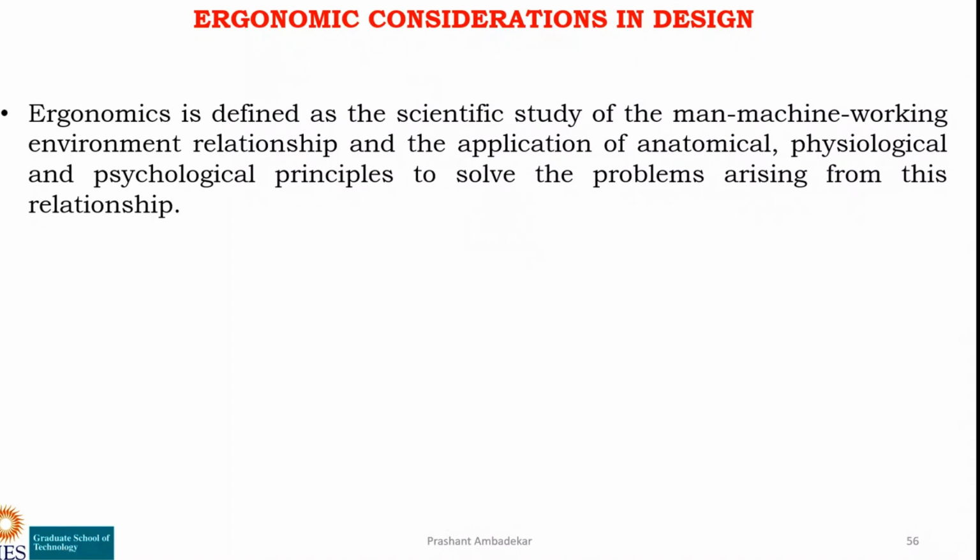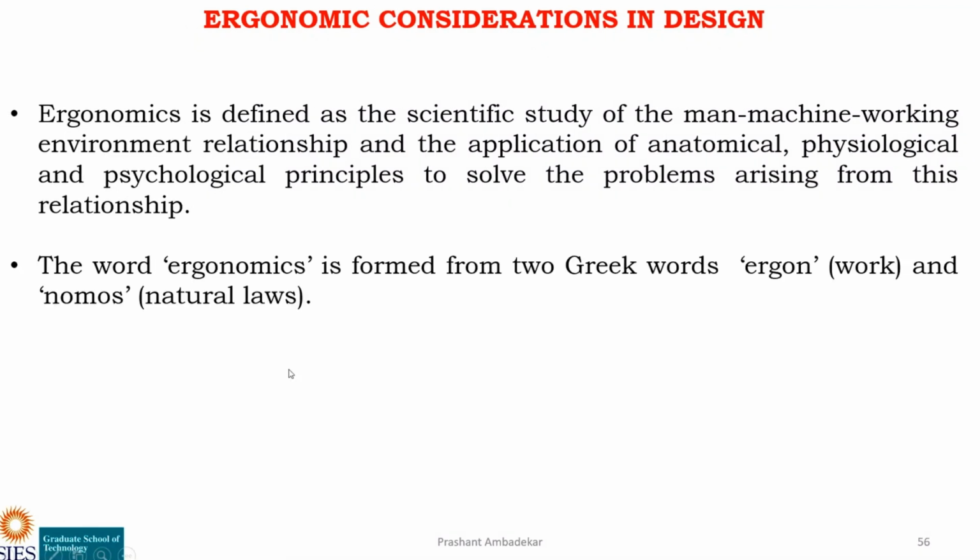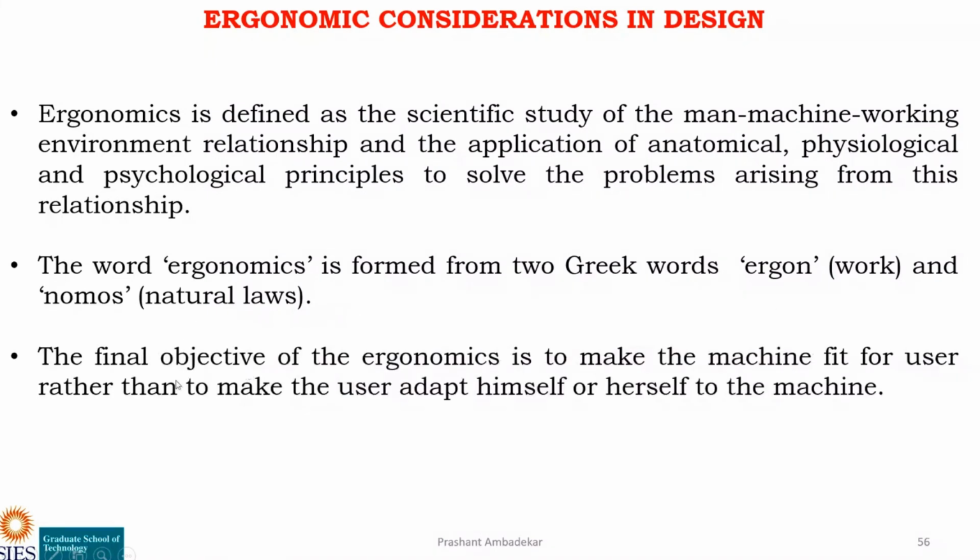If the roof of the car is too close for a tall person to sit, or if the pedals, the accelerator, the clutch and brake are too far for a short person, his legs may not reach, then it is not ergonomically designed. Ergonomics is a combination of two words, ergon and nomos, work and laws. The final objective of ergonomics is to make the machine fit for the user. The user should be able to use the machine for a long period of time.